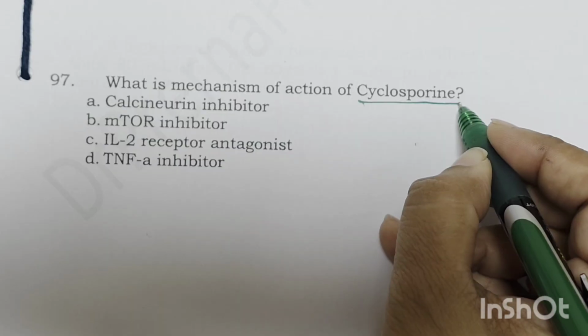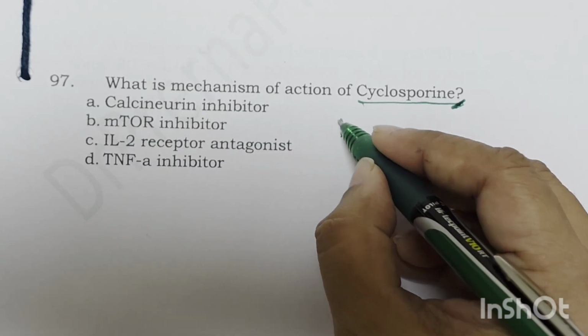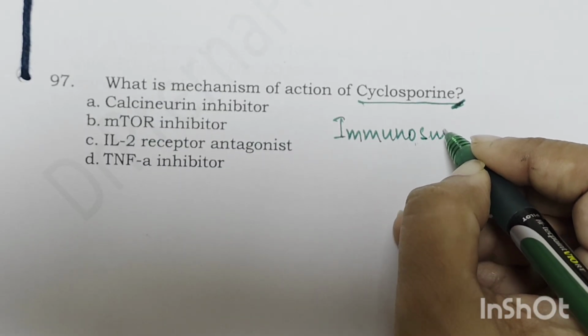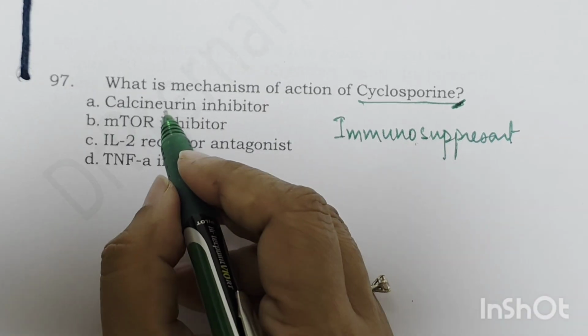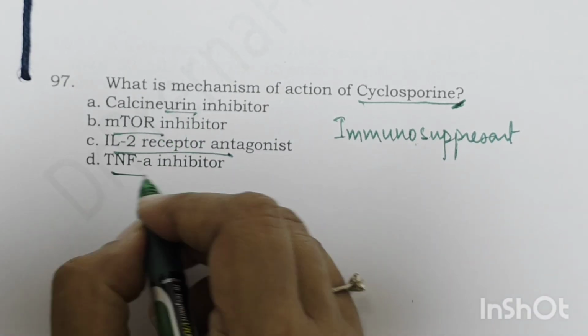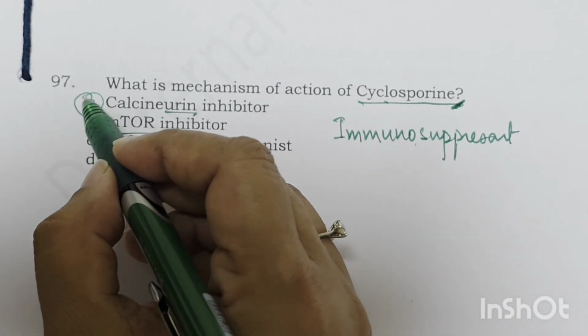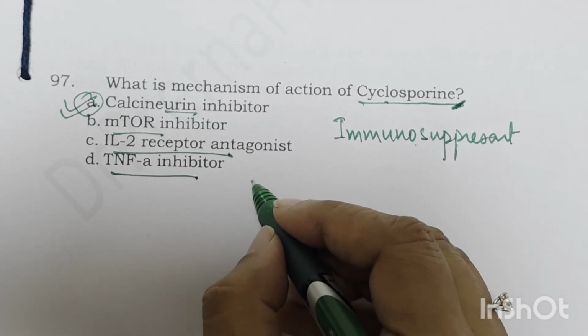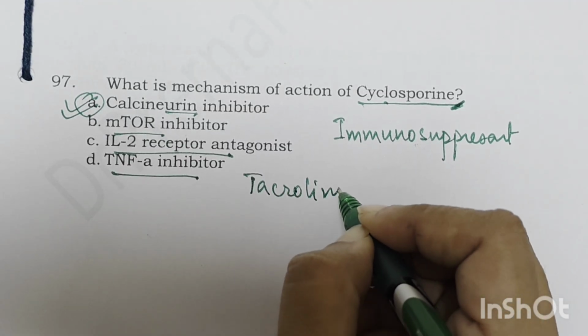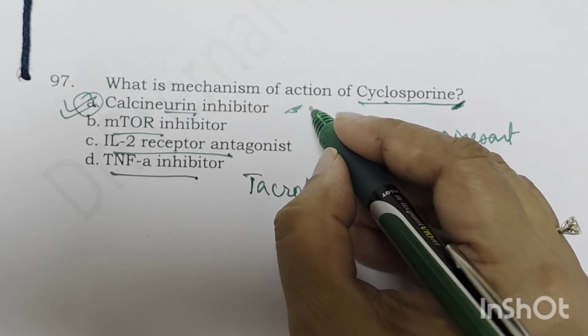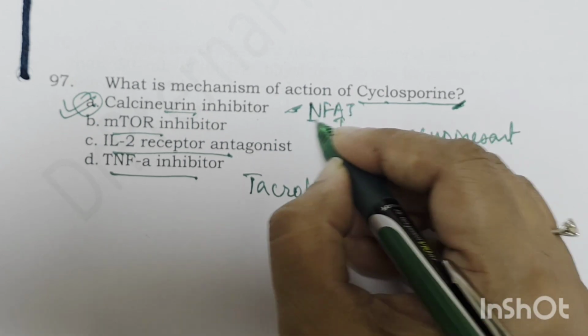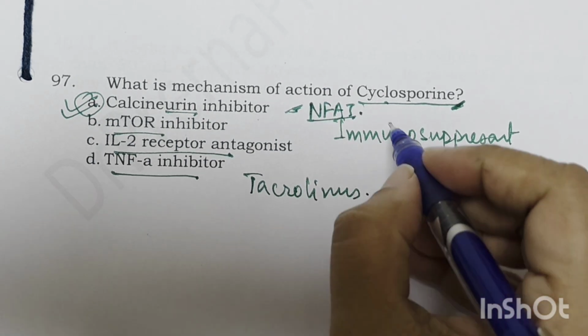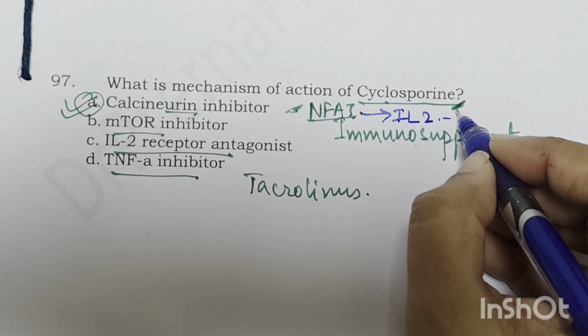What is the mechanism of action of cyclosporin? Cyclosporin is an immunosuppressant. The options given are calcineurin inhibitor, mTOR inhibitor, interleukin-2 receptor antagonist, and TNF-alpha inhibitor. Cyclosporin is a calcineurin inhibitor, and so is tacrolimus. Calcineurin is required for the activation of NF-AT, nuclear factor of activated T cells, which in turn increases interleukin-2 production by T cells.